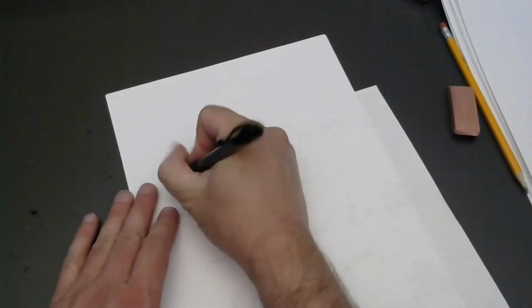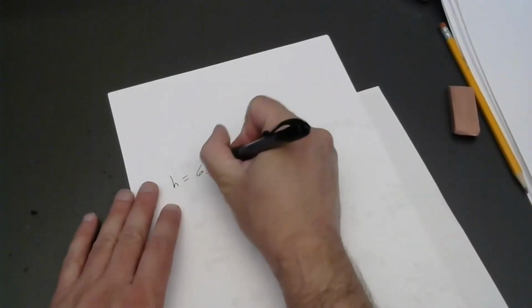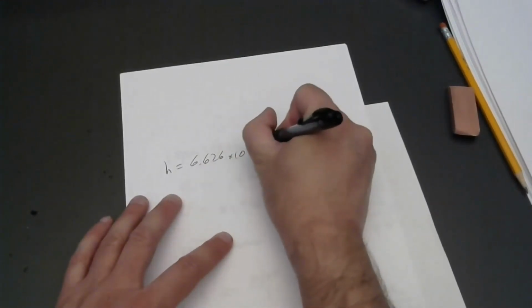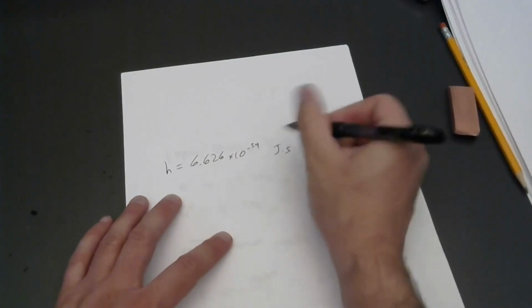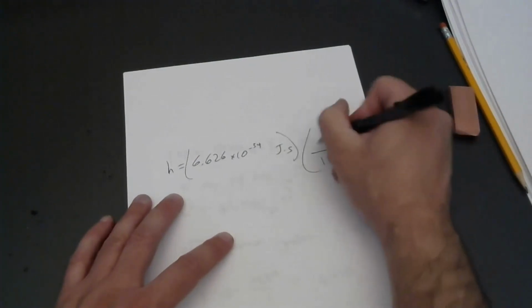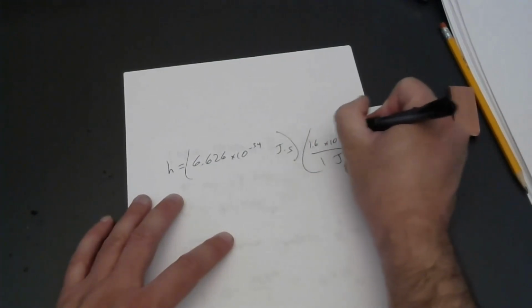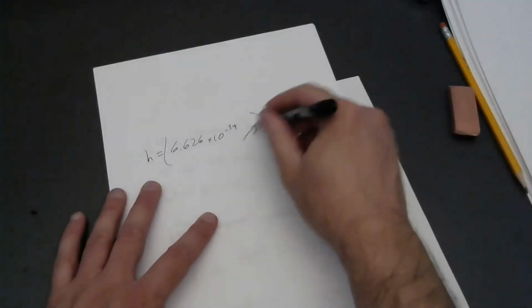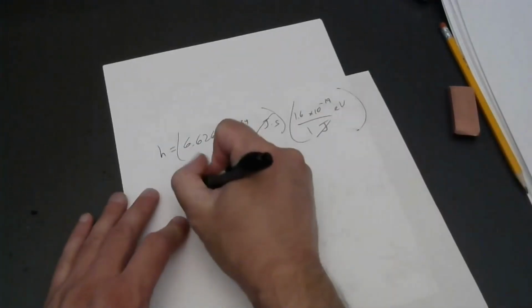And that tells us that Planck's constant is 6.626, don't really need all those digits, times 10 to the negative 34th joule seconds. But now I've established that 1 joule is equivalent to 1.6 times 10 to the negative 19th eV. So I can get rid of the joules and express h in eV seconds, which is really useful. 6.626 times 10 to the negative 13th, or negative 34, excuse me.